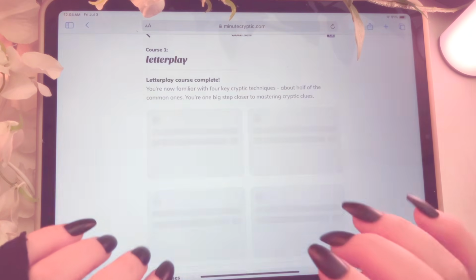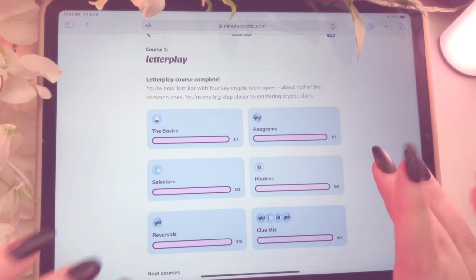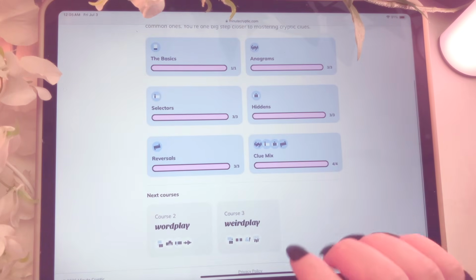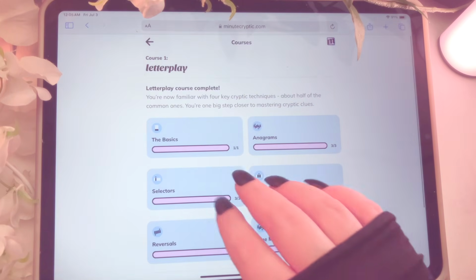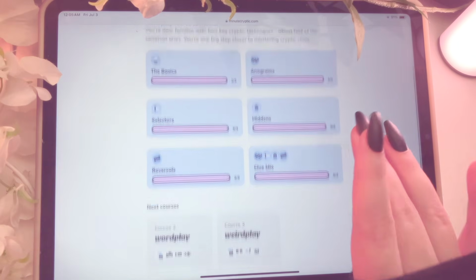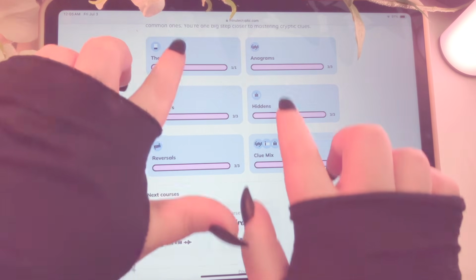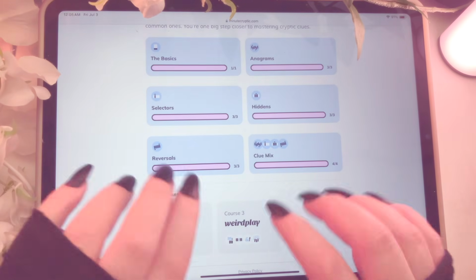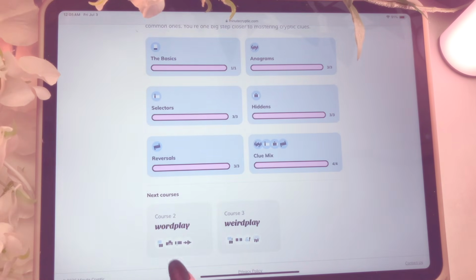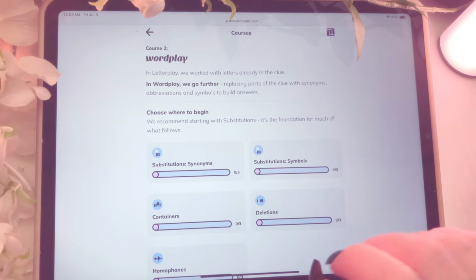Let's finish. We did all of letter play. Hopefully this helped you learn a little bit more about some of the ways to solve cryptic clues. And next time we can go into wordplay.